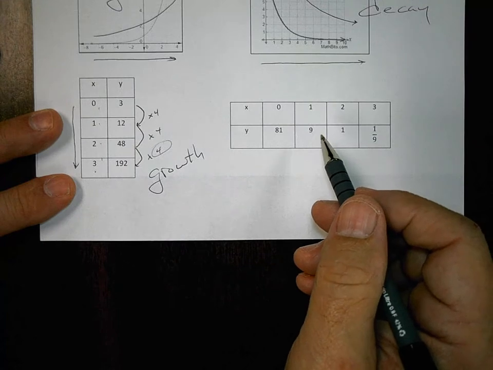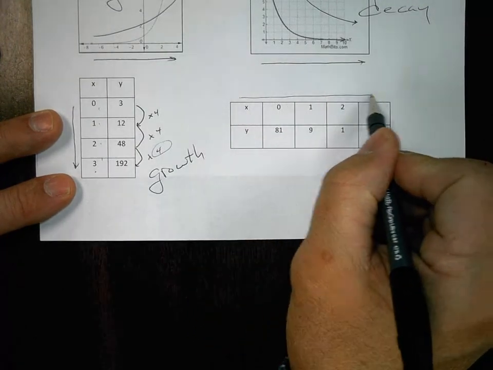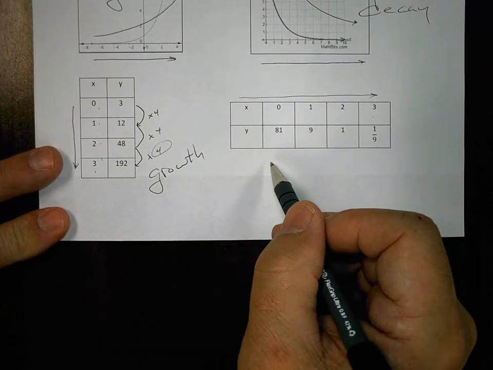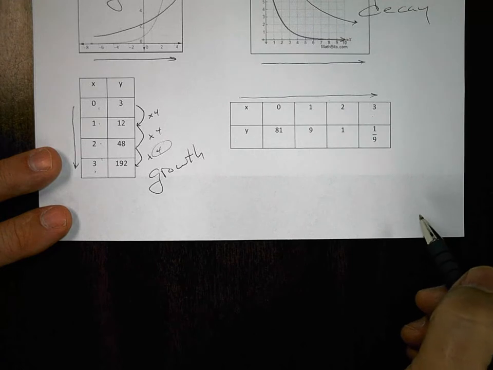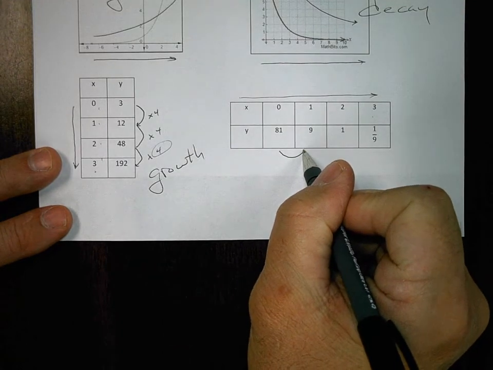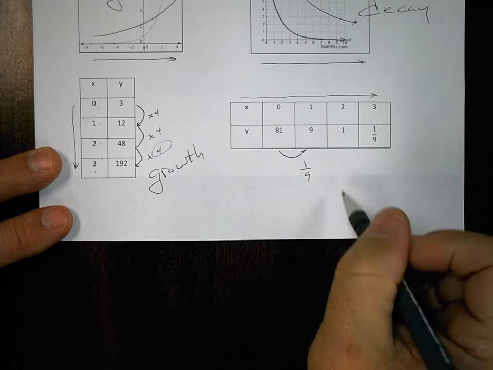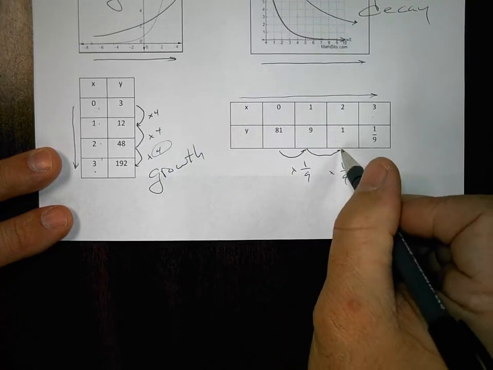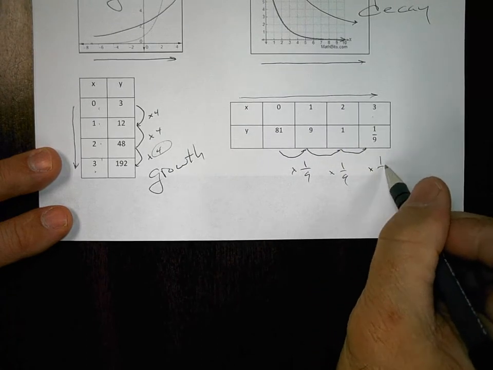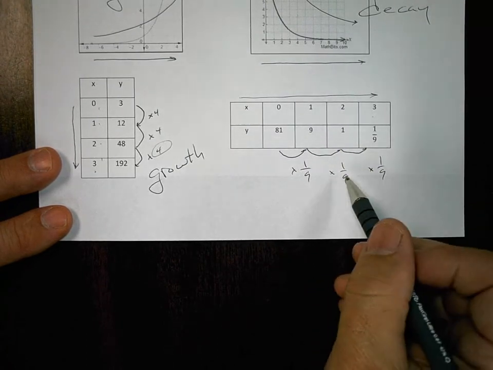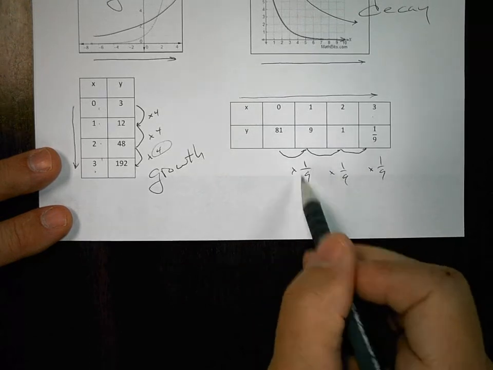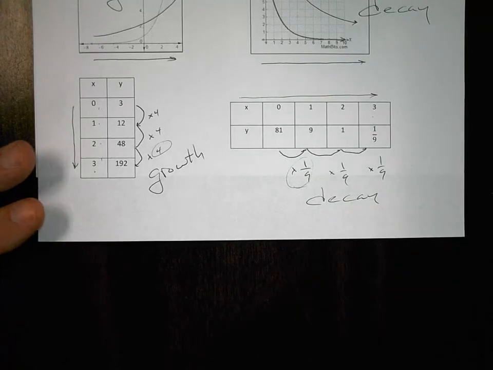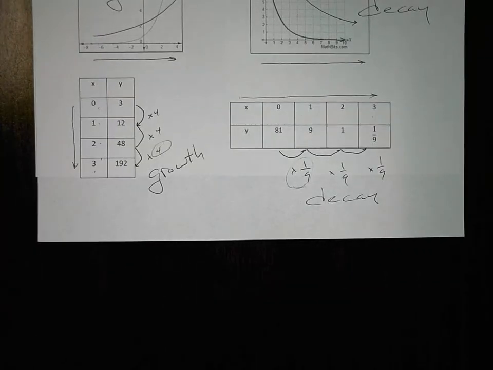And to be an exponential decay, again, our x's have to increase by some constant number, in this case 1, usually the case. And our y values have to increase or decrease by some multiple. Well, 81 times 1/9 equals 9. 9 times 1/9 equals 1, and 1 times 1/9 equals 1/9. And so what multiple are we changing by? 1/9, which is between 0 and 1, so this is decay. All right, I hope that helped. We will get lots of practice in the days ahead.